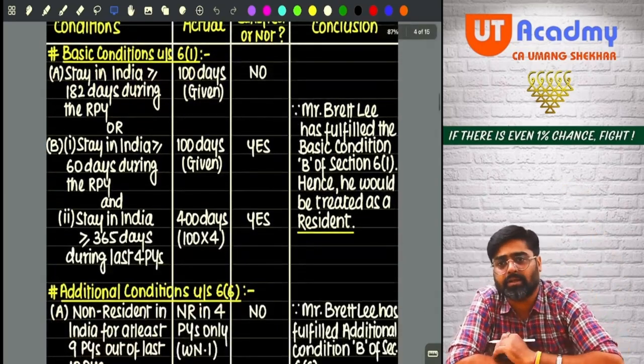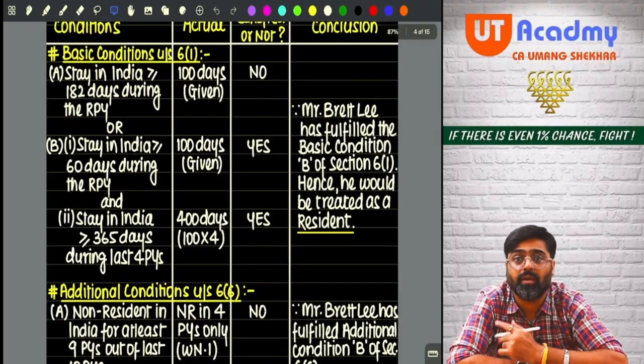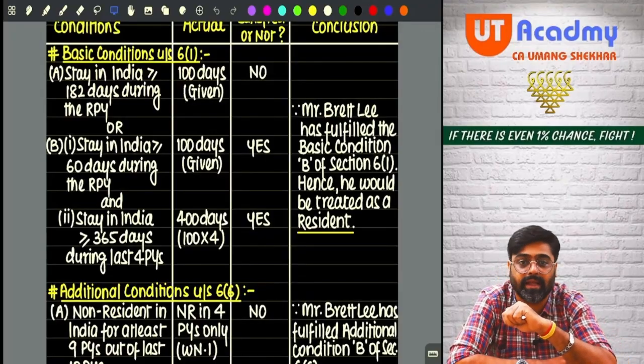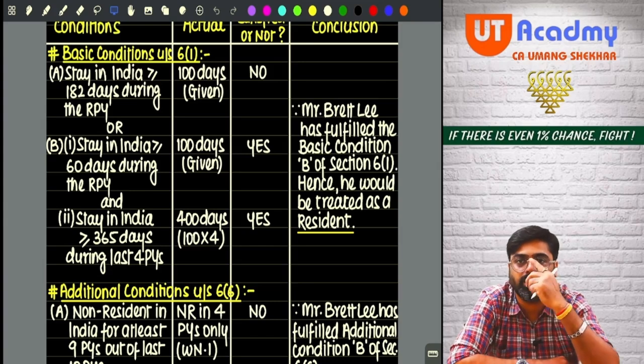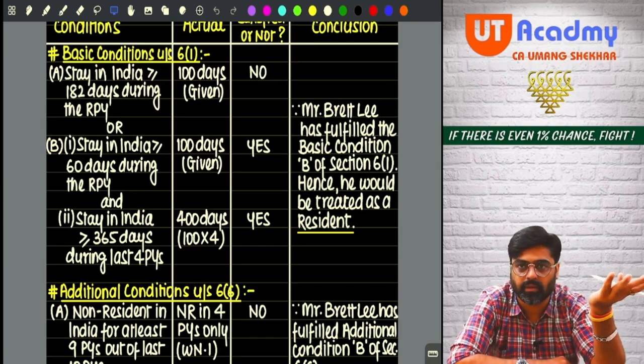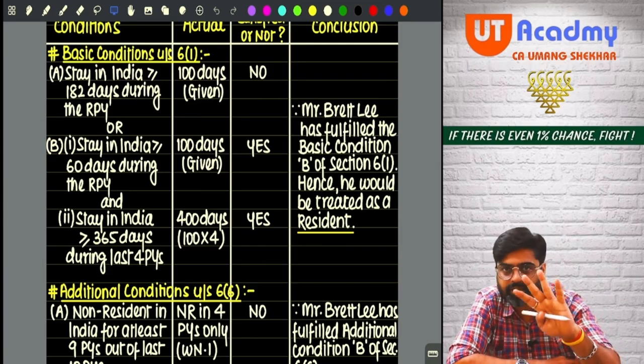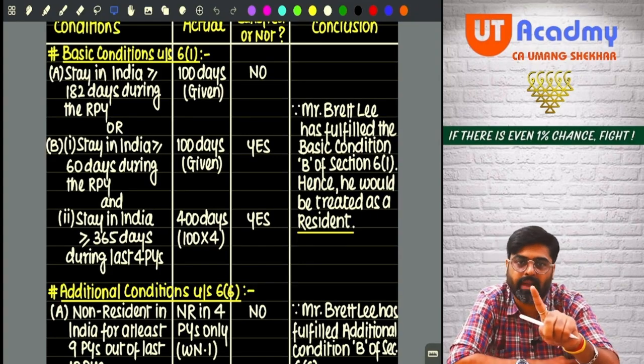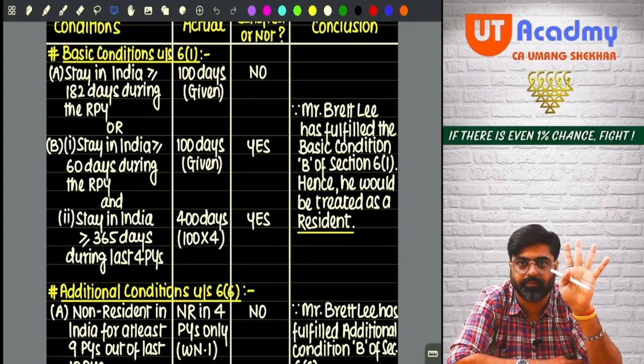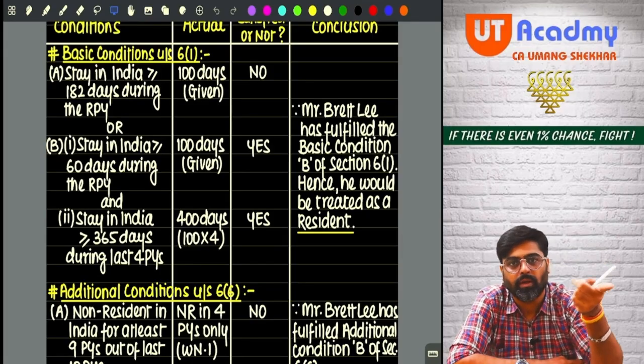We will write basic condition A and B both. Why? Because in this case, both the conditions are getting applicable. Normal case, no? Not an exception. And not a special case also. So, basic condition B will be applicable and B will be normal only. Sure? So, come on. Last 10 years.